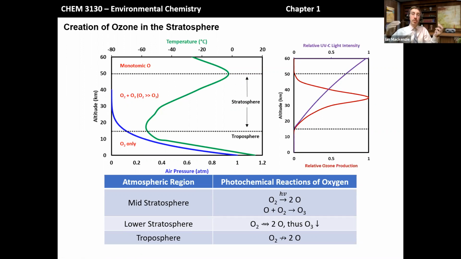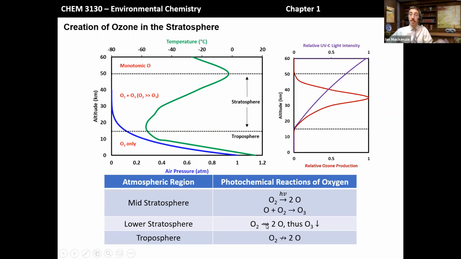And then as we start to get into the lower stratosphere, the UVC light intensity has dropped off much more. I didn't really know how to depict this best, but essentially we have a decrease in the amount of photochemical dissociation. So I didn't have a great arrow to draw this with.